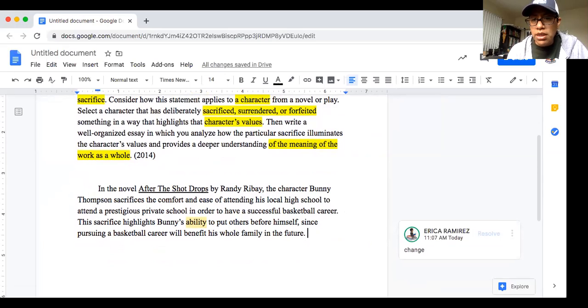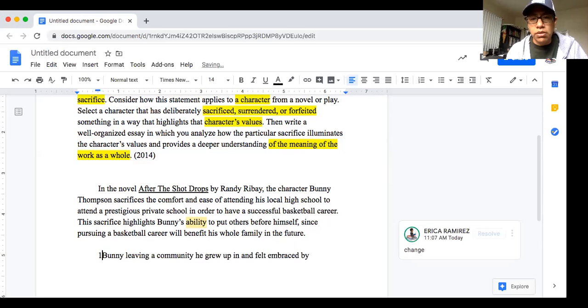The next thing I would do is start picking out my evidence, and I don't have to write it in paragraphs yet. What I usually do is, in this case, I had already flagged certain parts of the book that I thought were about sacrifice. The first one comes when he's back at his high school, realizing that he was part of a community but gave that up. So Bunny leaving a community he grew up in, felt embraced by. And so that's my number one piece of evidence, and I'll build on that one once I'm ready.